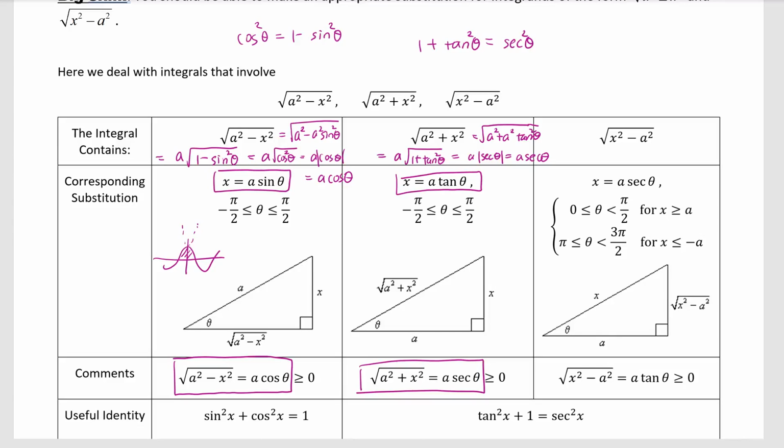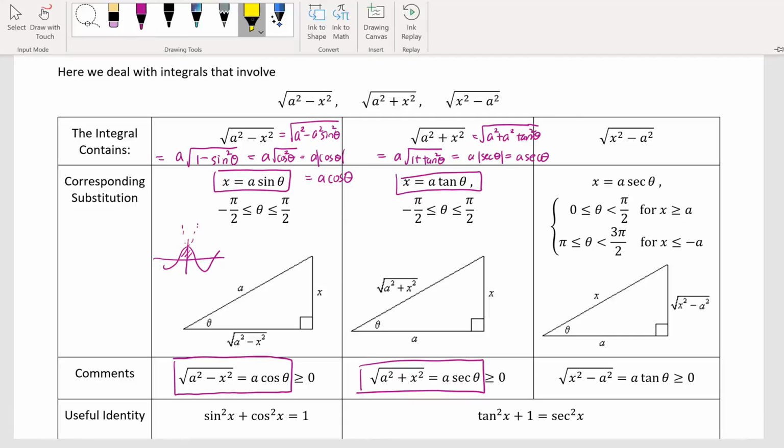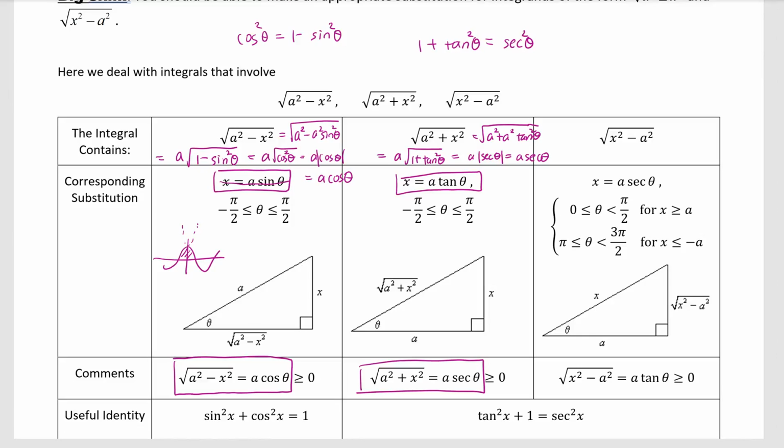I love to make some story to help you to memorize. So think about it. Sine and cosine, they are a couple. So when your setup is a sine theta, and then I ask you, who's the wife of sine? Okay, then the wife of sine is cosine. That's why the square root of a squared minus x squared is a cosine theta. And then tangent and secant, they're a couple. So who's the wife of tangent?